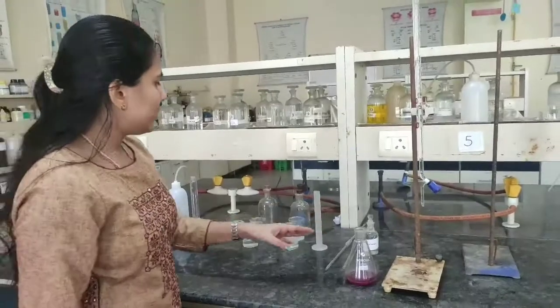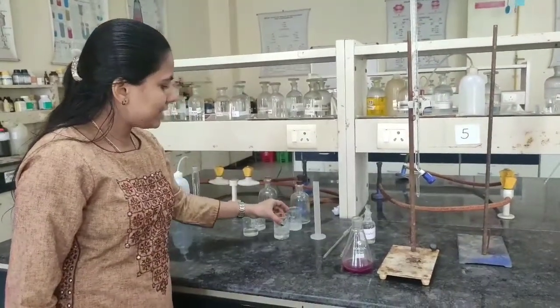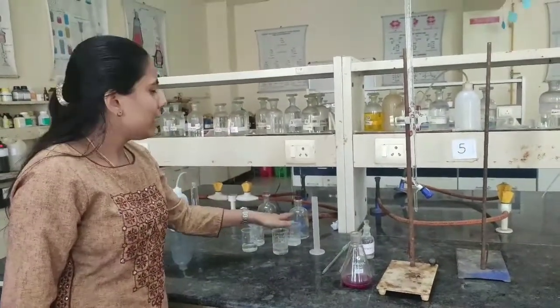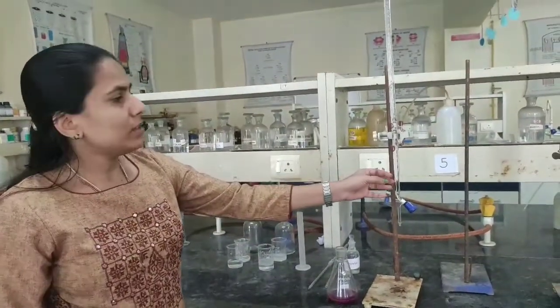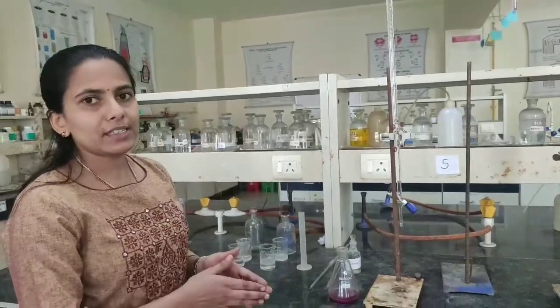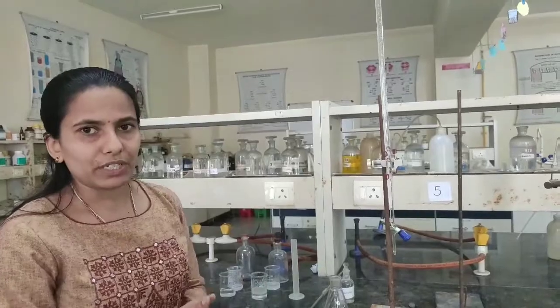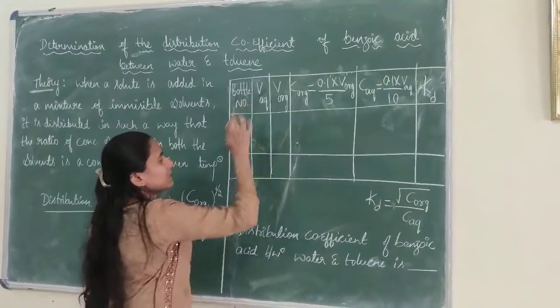In a similar way, we have to conduct the experiment for bottle number 2 by taking the aqueous layer and organic layer, and conduct the titration with the same 0.1 normal NaOH solution, taking 2 to 3 trials until we get concordant values, and note them down in your observation. Next we come to the calculation part.